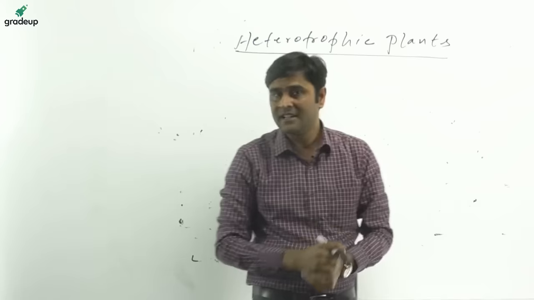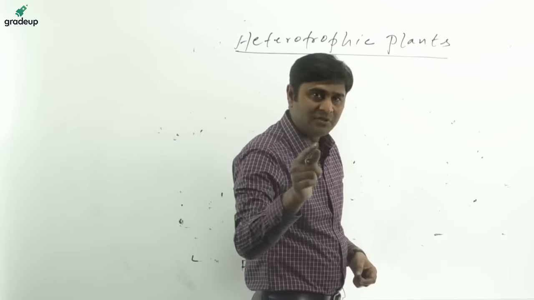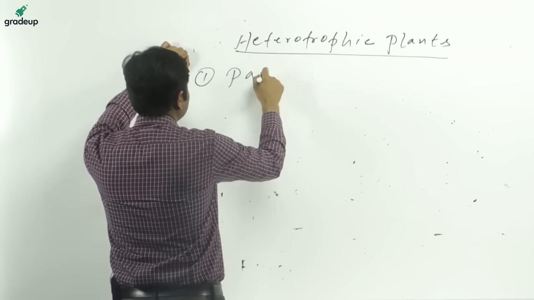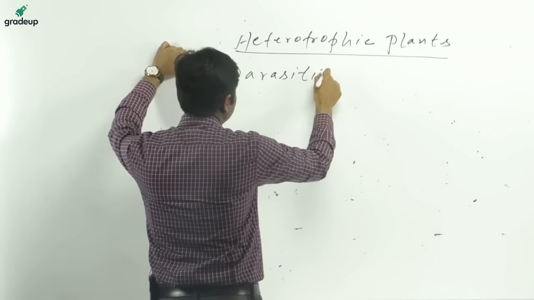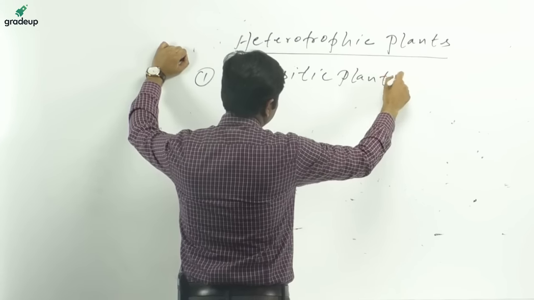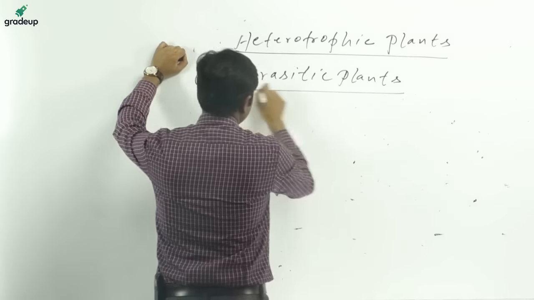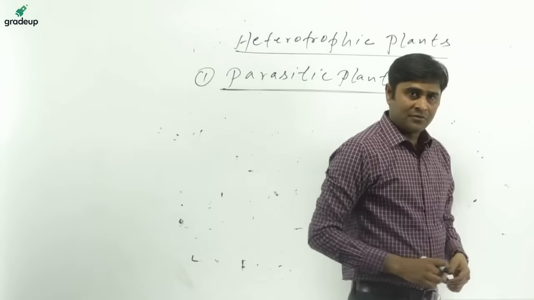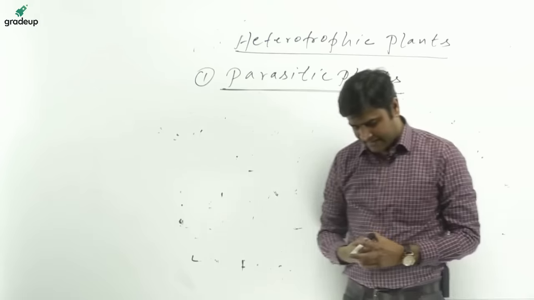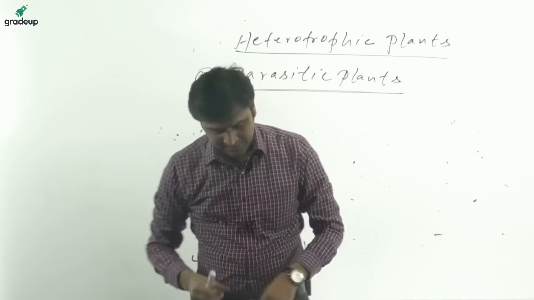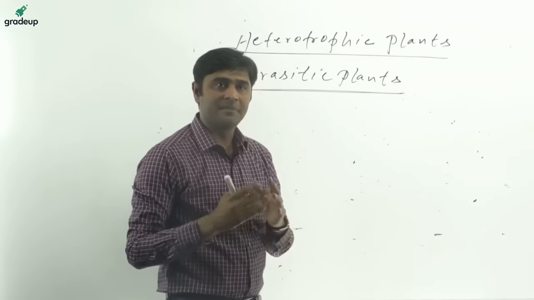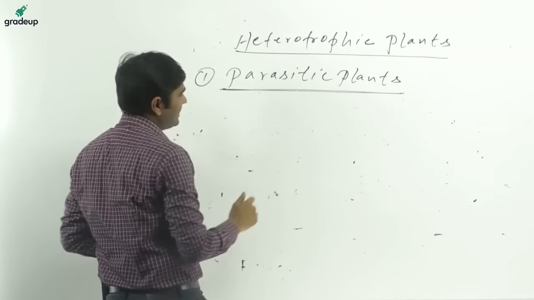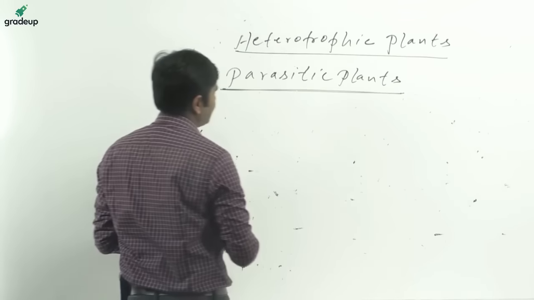And we also know that heterotrophic plants are of two types. One is parasitic plants. Okay, so a question that can be asked from here is, guys, which of the following is a heterotrophic plant, or which of the following is a parasitic plant?